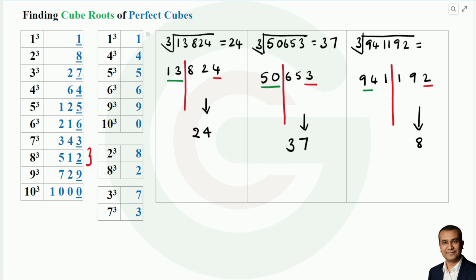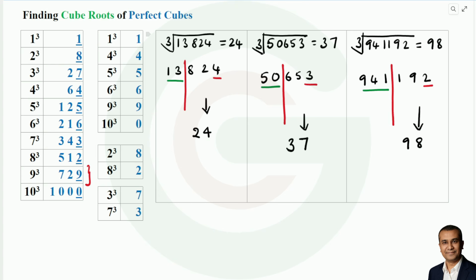Now look at the first 3 digits. Now find the perfect cube which is either less than or equal to this number 941. It's going to be 729, isn't it? Which is less than 941. And cube root of 729 is 9. So therefore write 9 here. So 98 is the cube root of the given number.